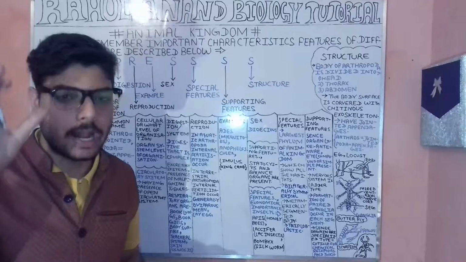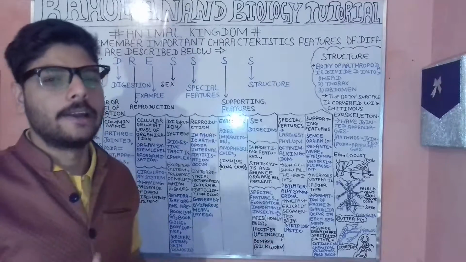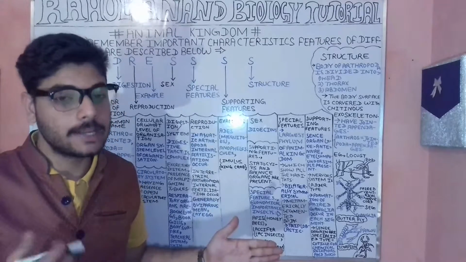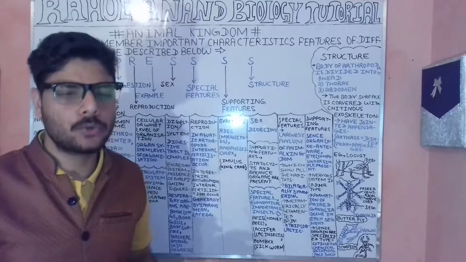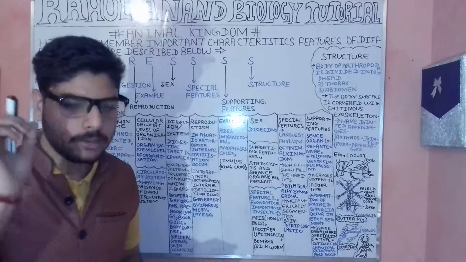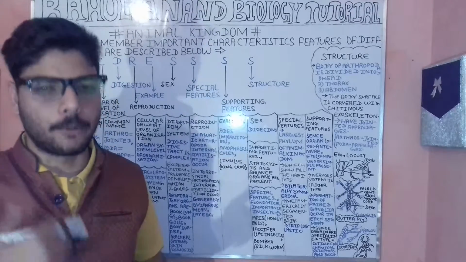So just like this, we have the nice formula. Here the first letter stands for the name, then we have the environment, then the common name, then the digestion, then the reproduction.